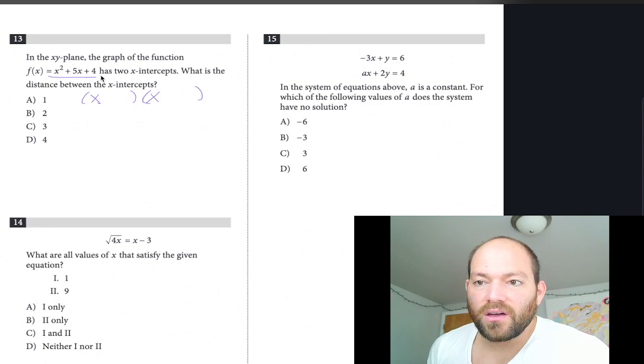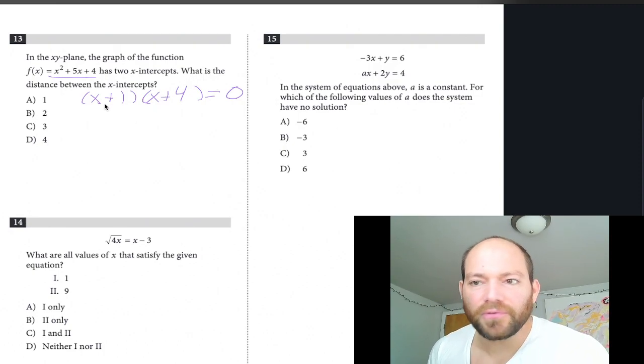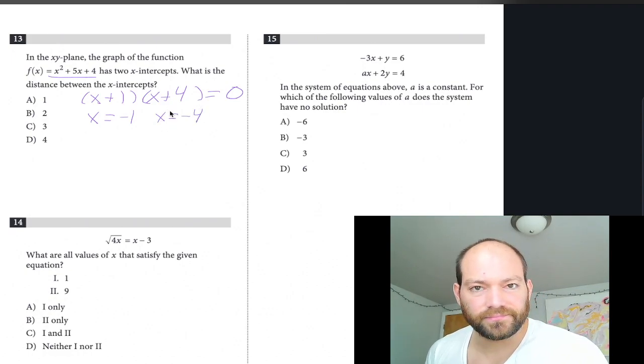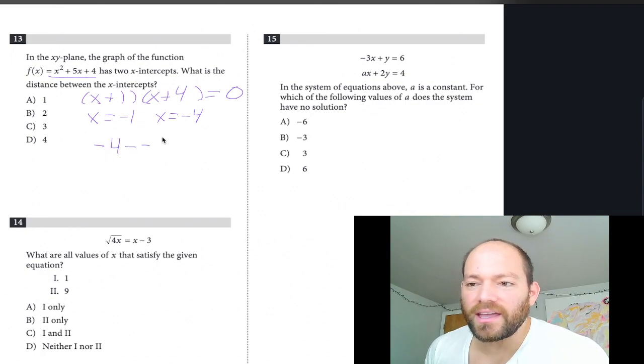x, what multiplies to 4 and adds up to 5? 1 and 4. Everything's positive in this equation, so they kept it pretty chill for us, which is nice. That means that x equals negative 1 and x equals negative 4. Okay. So what's the distance between these two things? Well, you can either plot it on a number line and count it up, or you can remember that distance is like difference. Negative 4 minus negative 1 gets us negative 3.